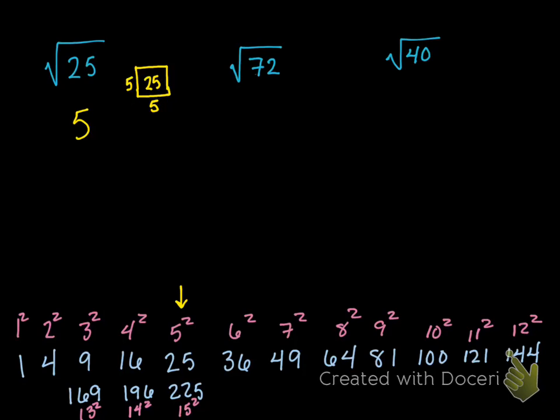So what is the biggest perfect square we can pull out of 72? That would be 36. We can write this as the square root of 36 times the square root of 2. The square root of 36 is 6, and then we're left with the square root of 2.